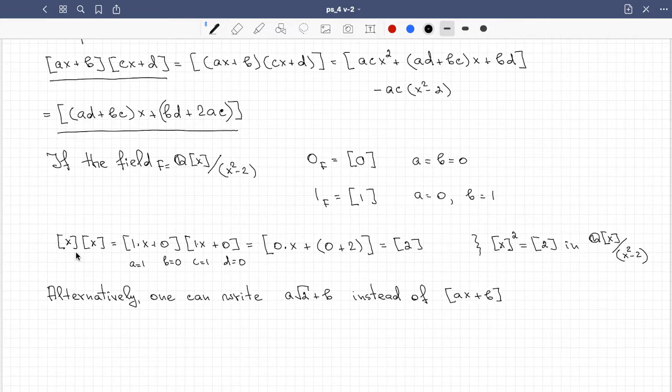Based on this calculation, the class of a rational number is still the class of this rational number. You can operate with them as rational numbers. This field contains a copy of Q. These are classes of rational numbers, the copy of this field, as we know. And we have an element of the field whose square is 2, a root of this equation. So we can denote this element by square root of 2.